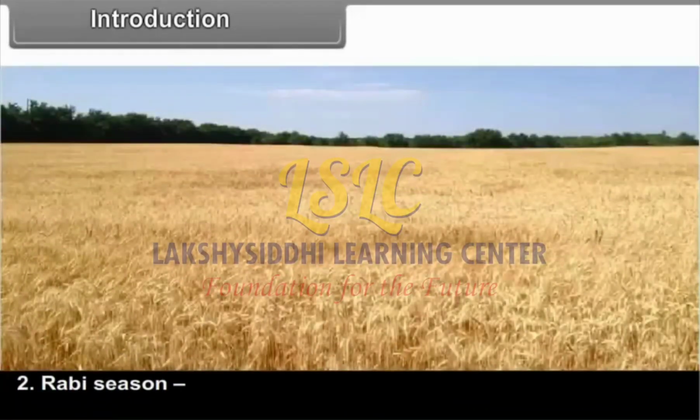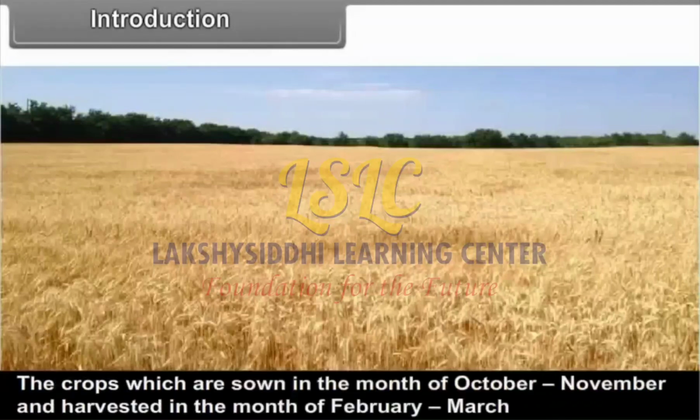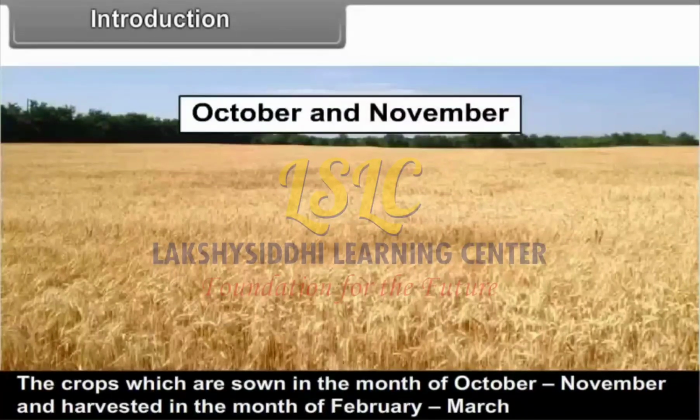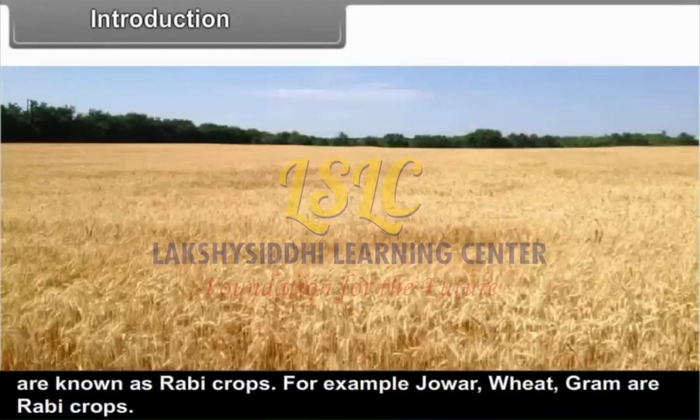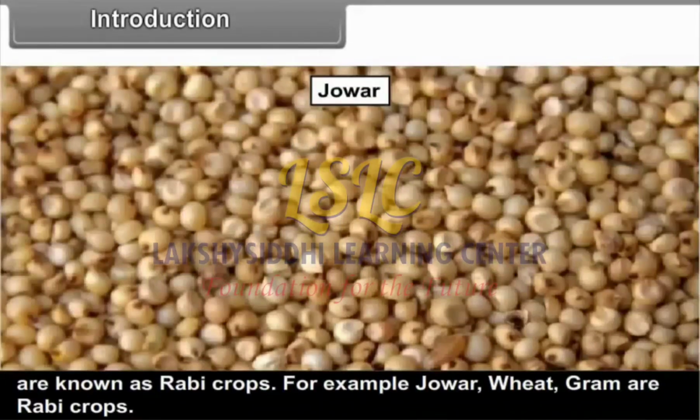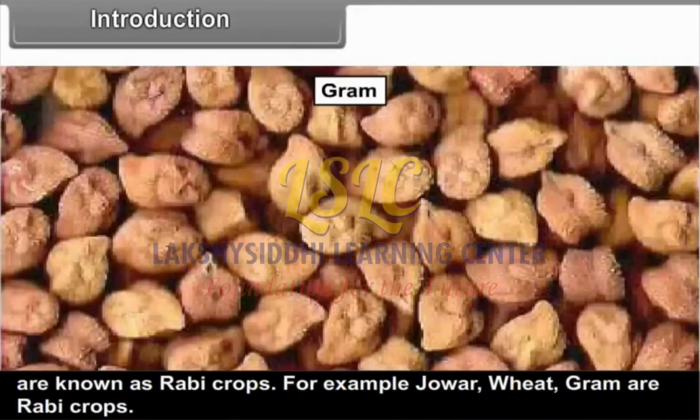Number 2, Rabi season. The crops which are sown in the month of October or November and harvested in the month of February or March are known as Rabi crops. For example, Jawar, wheat, and gram are Rabi crops.